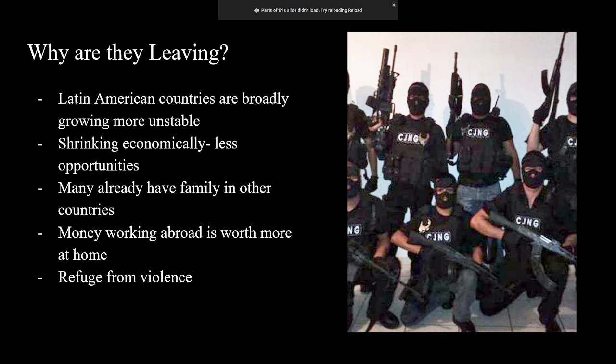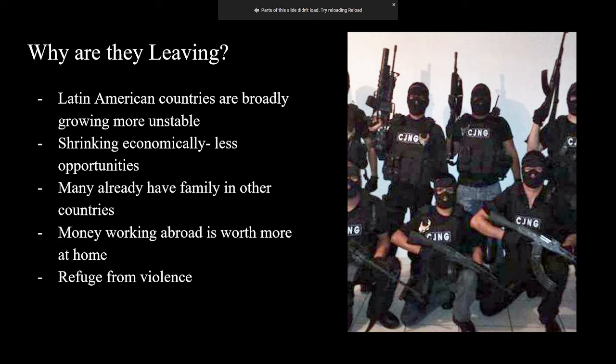So that might be another reason for emigration. But of course, the original immigrants are still linked back to this broad conception of instability. Additionally, money working abroad is often worth more at home. So getting paid a low wage by Mexican or American standards might be a ton of money by Guatemalan, Salvadoran, or Nicaraguan standards, which of course incentivizes even more people to leave. And then finally, refuge from violence is another huge one.